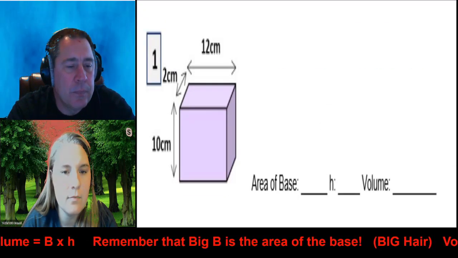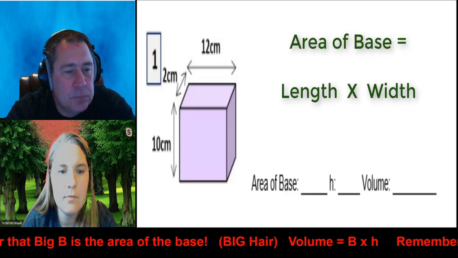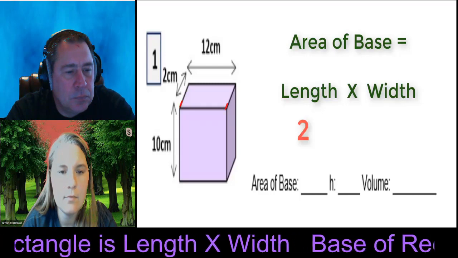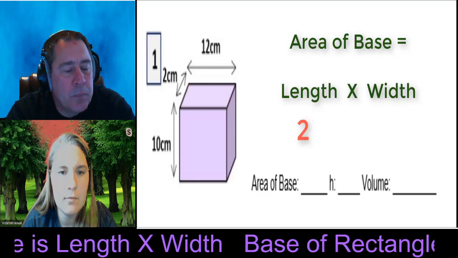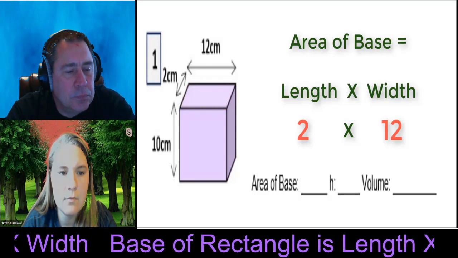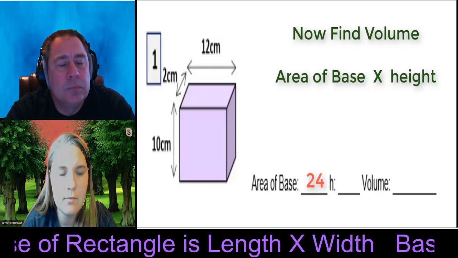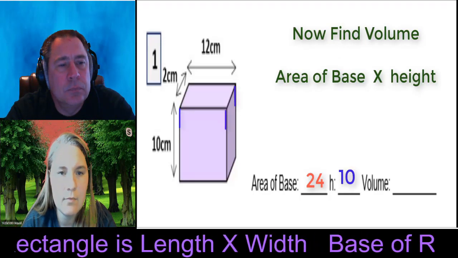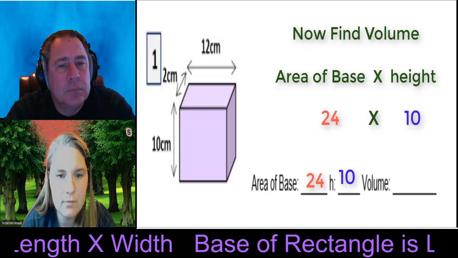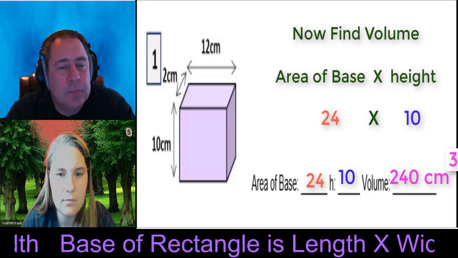Okay, so finding the volume of a rectangular prism, we need to find the area of the base first, which is length times width. So we see the length is 2 and our width is 12. When we multiply those together, we get the area of the base, which is 24. Now we can find the volume. It's the area of the base, which we found was 24, times the height, which is 10, and we get 24 times 10, which equals 240, and don't forget to label it, centimeters cubed.